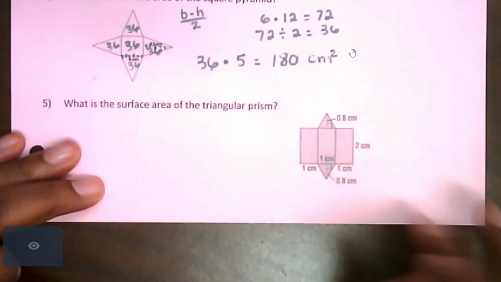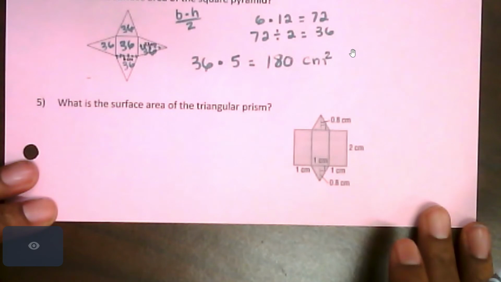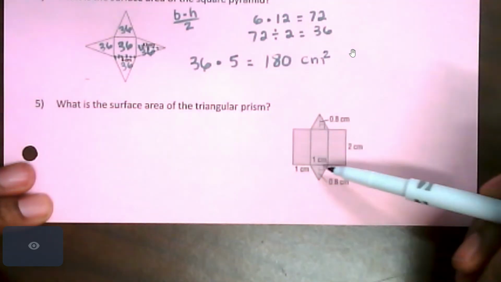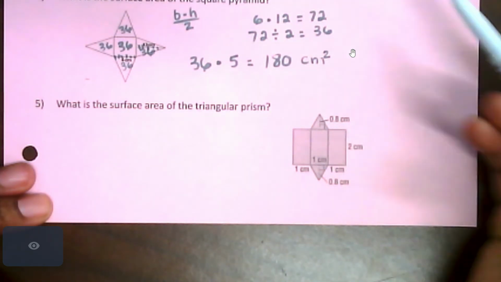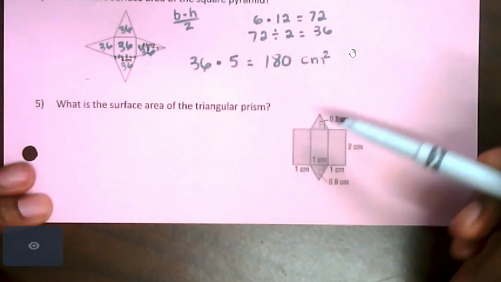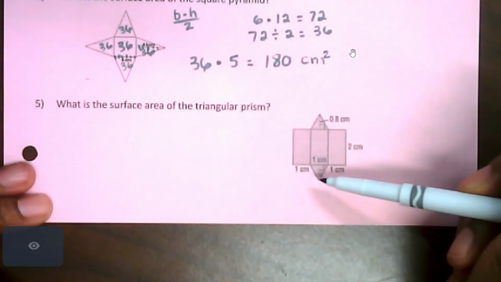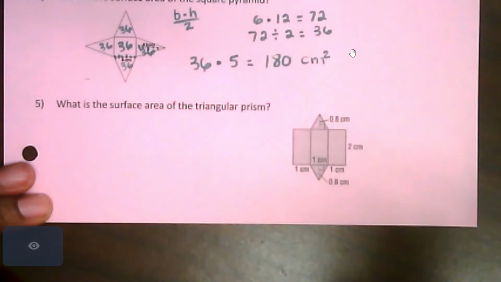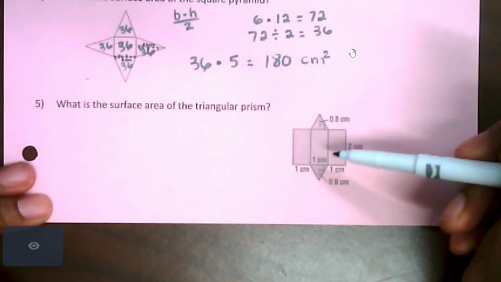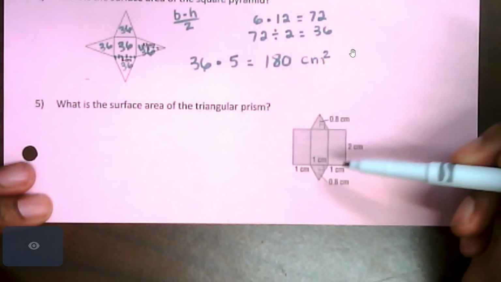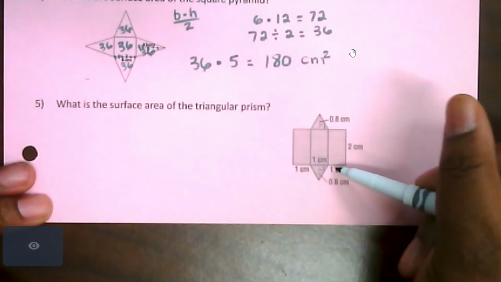All right, number 5. What is the surface area of the triangular prism? Remember, for a triangular prism, the rectangular sides are congruent and the triangle faces are congruent. The base has its own thing going on. It just happens to be, in this case, the same measurements as the faces for the sides. So let's go ahead and solve this.